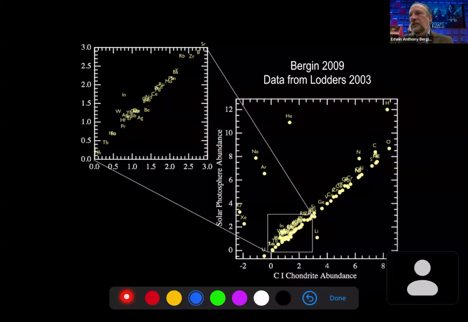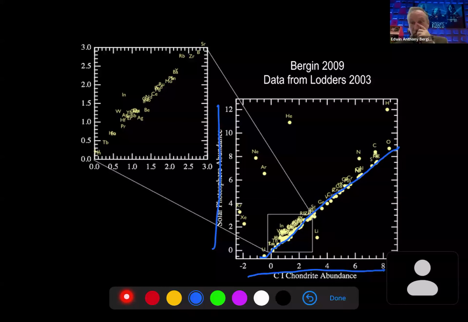Neat little thing, this is just an aside. If you look at meteorites, the most primitive meteorite, the CI chondrite, has the same abundance of elements as the sun, by and large. This is the abundance of elements in CI chondrites versus the solar photosphere. It's fascinating. It's basically 1-to-1. And in fact, in some instances, when they can't observe the abundance of an element in the sun, they go look at it in a meteorite.